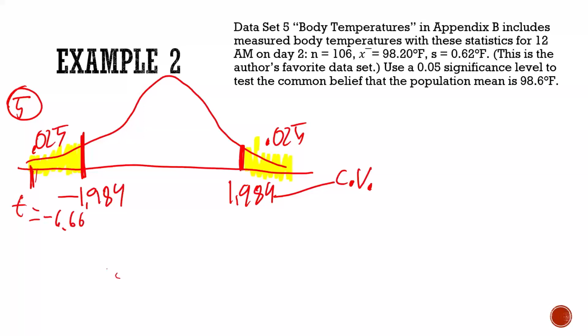So our test statistic is or is not. What's the question we want to ask? Is it in the critical region, everybody? And the answer here is, yeah, not just yes. The answer is hell yes. It's way out there, right?